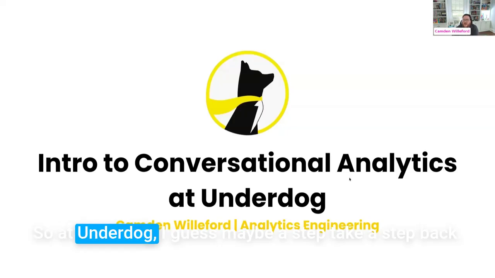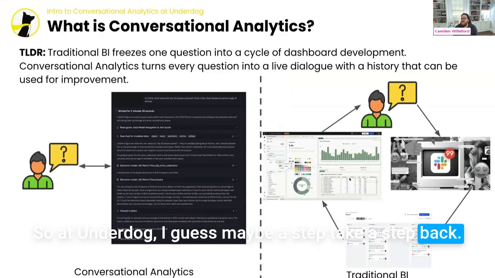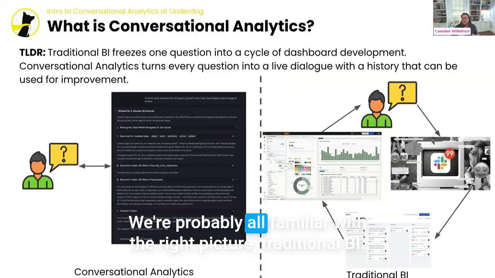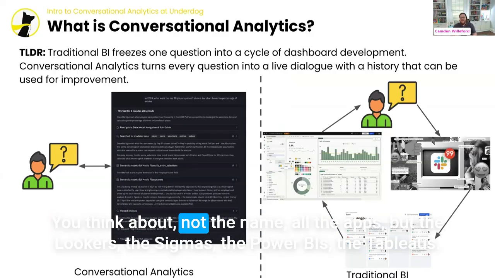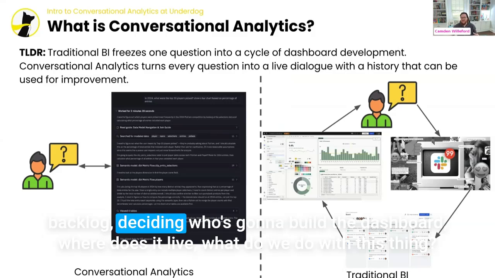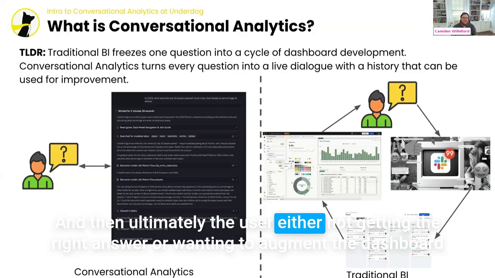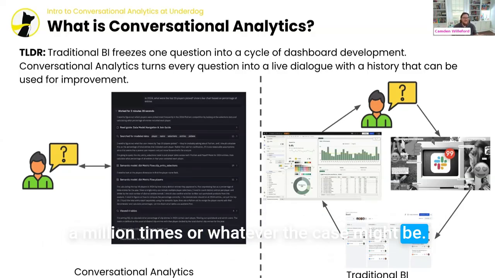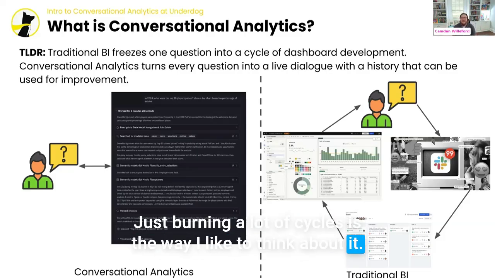So at Underdog, maybe take a step back. We're probably all familiar with the right picture, traditional BI. You think about not the name, all the apps, but the Lookers, the Sigmas, the Power BIs, the Tableaus. A user having a question, then tapping an analytics team with a bunch of Slack messages, creating a Jira backlog, deciding who's going to build the dashboard, where does it live, what do we do with this thing, and then ultimately the user either not getting the right answer or wanting to augment the dashboard a million times or whatever the case might be. Just burning a lot of cycles is the way I like to think about it.